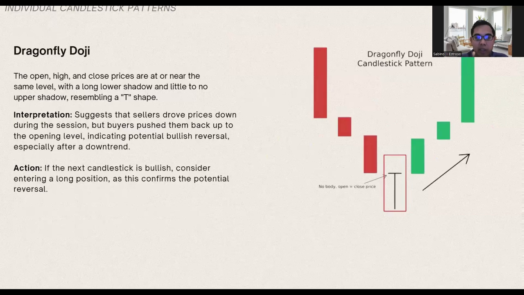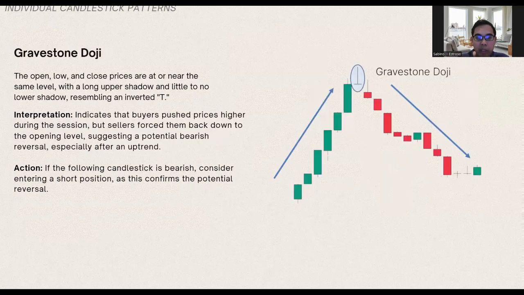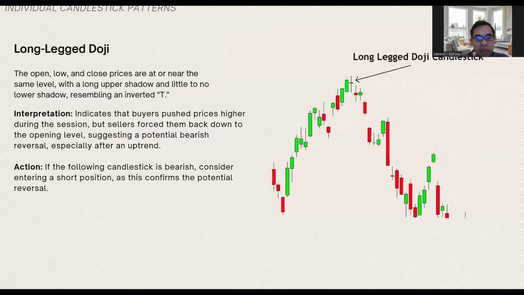A dragonfly doji. It is represented by a long lower wick or shadow, but with no upper wick. It indicates rejection of lower prices and a potential bullish reversal in a downtrend. A gravestone doji. This is represented by a long upper wick or shadow, but with no lower wick. It suggests rejection of higher prices and a potential bearish reversal in an uptrend. Long leg doji. It is represented by long upper and lower wicks. It reflects extreme indecision and significant price movements in both directions before closing near the open.